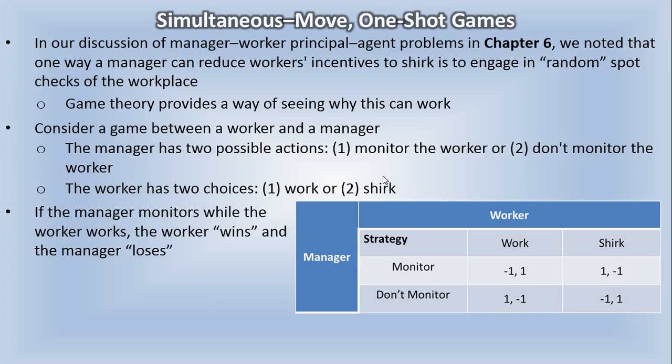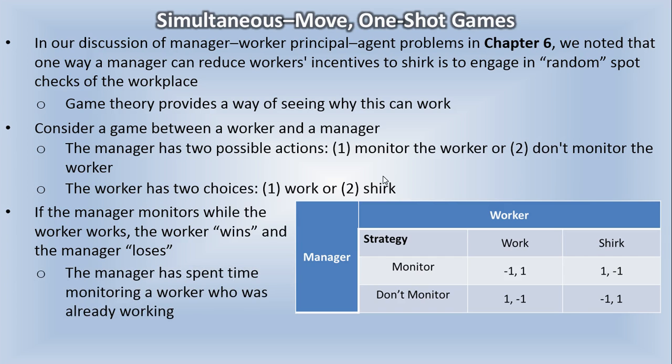If the manager monitors while the worker works, then the worker wins and the manager loses. So the manager monitors and the worker works. The manager has to put in extra time to monitor the worker, and that's where that -1 comes from. That's where the loss comes from. It comes from a loss of time. Time has an opportunity cost. So the manager has spent time monitoring the worker who is already working.